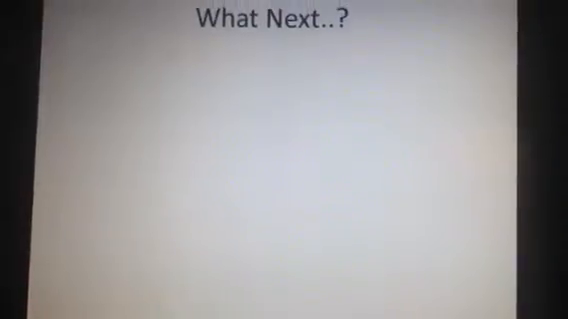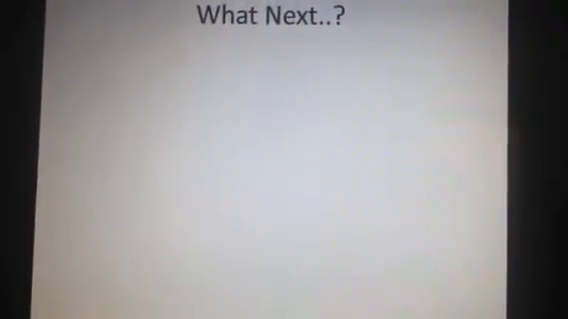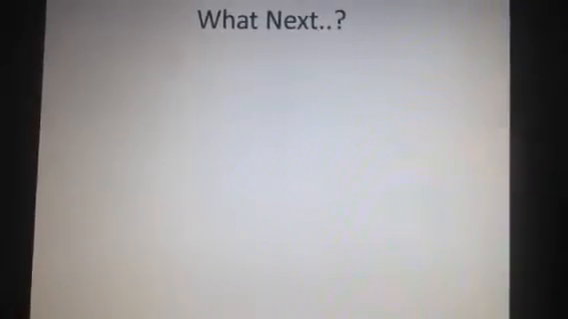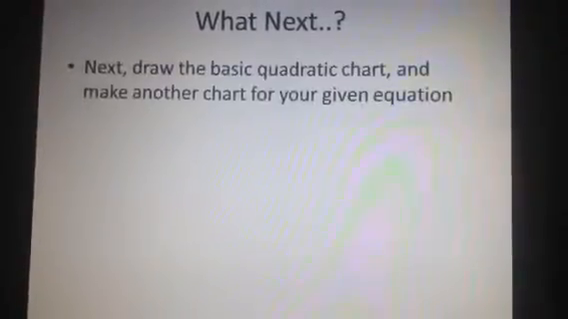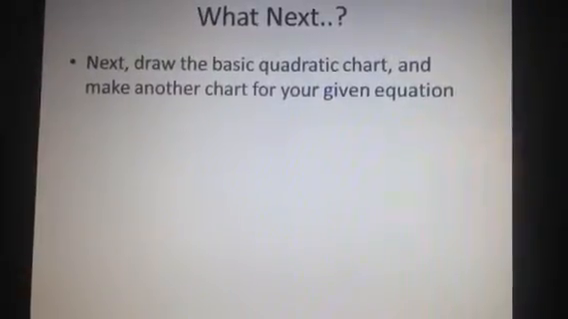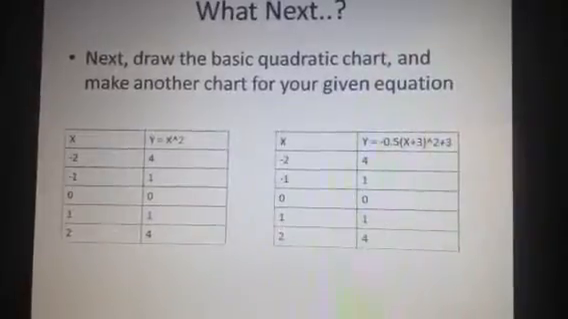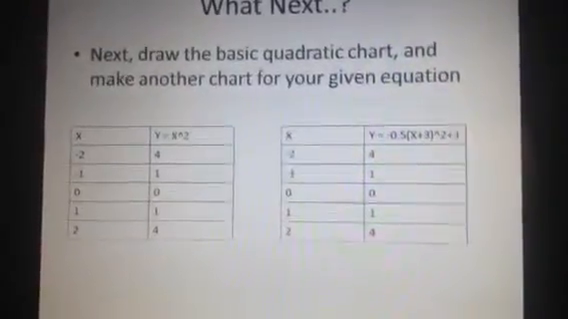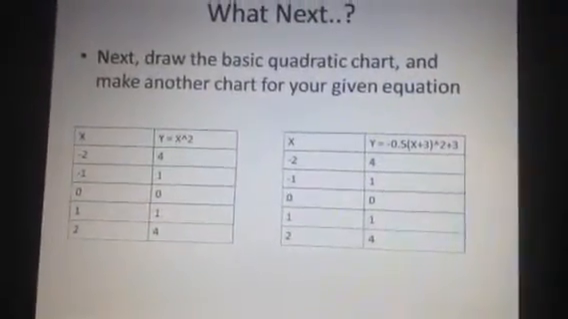So whenever we are talking about transformations, we must always relate it back to the basic quadratic equation, which is y equals x squared. So what do we do now? Well, now we draw two charts, one being the basic quadratic equation, while the other one is a chart for our given equation. So here's how it will look like. One chart is y equals x squared, while the other chart says y equals negative 0.5 (x plus 3) squared plus 3.